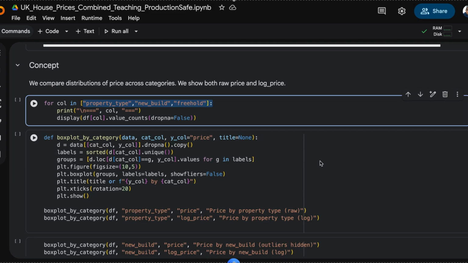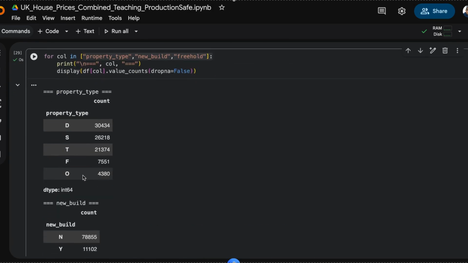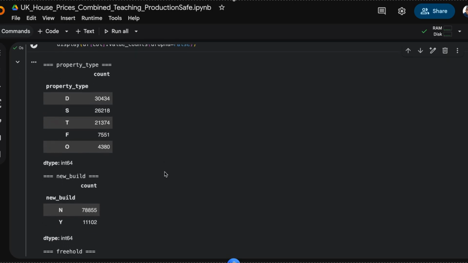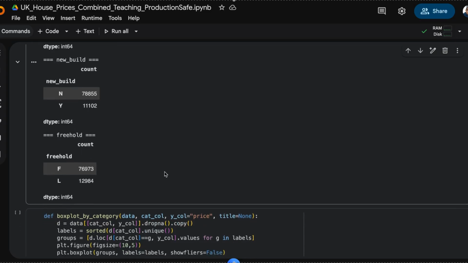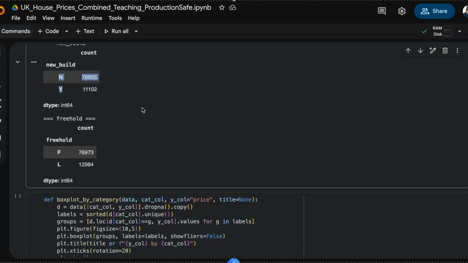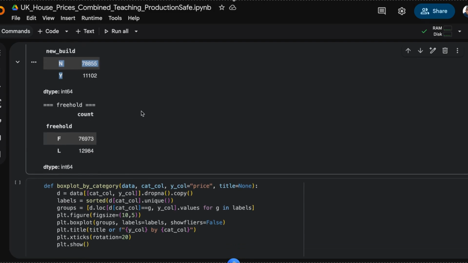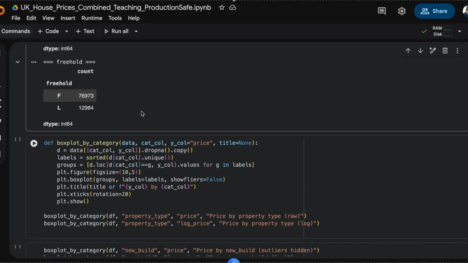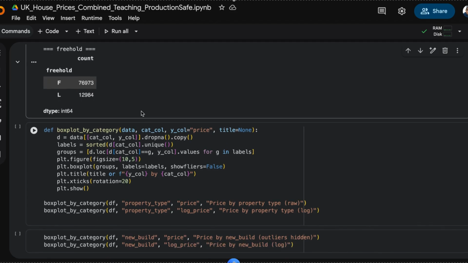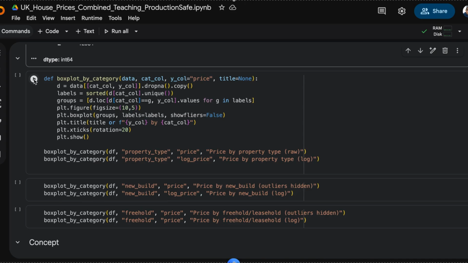First, we examine how many observations exist in each category. For property_type, we observe categories such as detached, semi-detached, terraced, flat, other. It's important to understand category frequency. If a category has very few observations, its statistical estimates may be unstable. Then, for new_build, we see two categories, yes, no. This is a binary categorical variable. Then, for freehold, again, yes, no, another binary categorical variable. These binary variables are simple, but they often carry meaningful economic information.